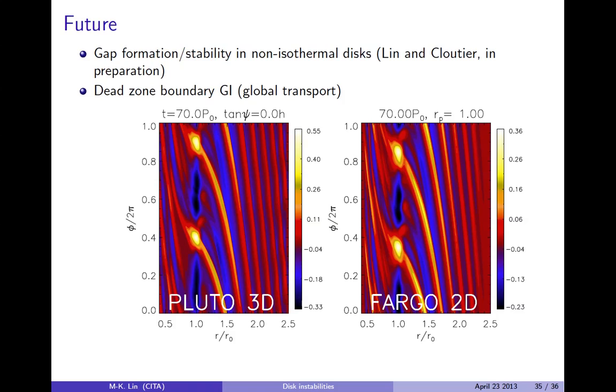And of course, at some point in the future, we would like to think about MHD. So we want to think about magnetogravitational instability. In principle, we do have the tools already. For example, Pluto is an MHD code, and I have a self-gravity solver for it. So that opens up a very exciting possibility.